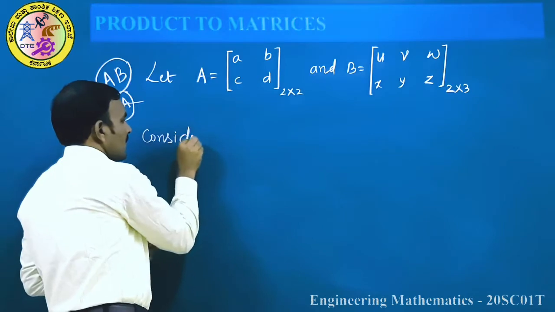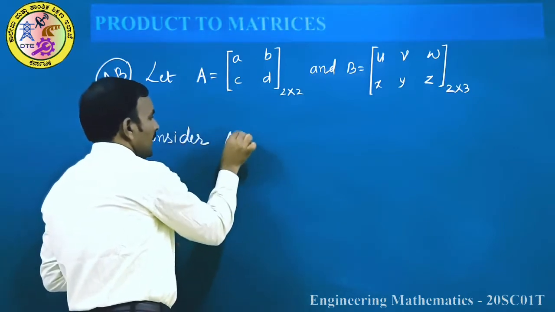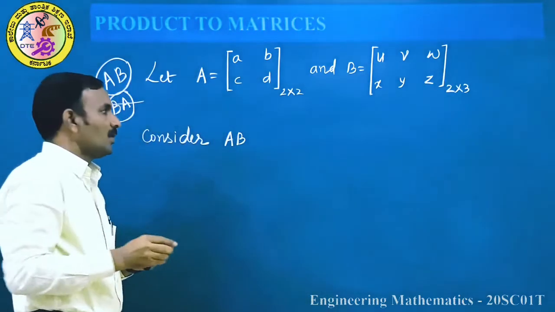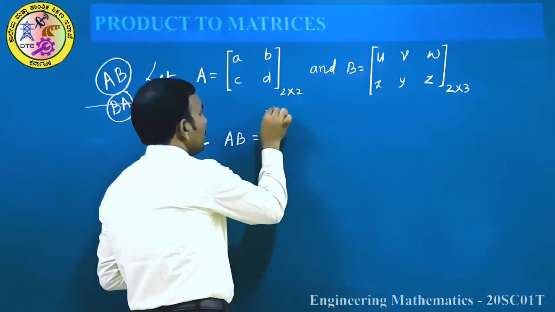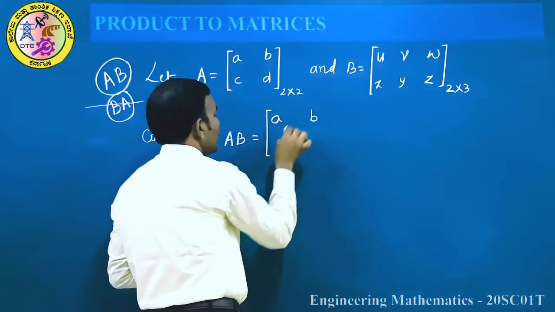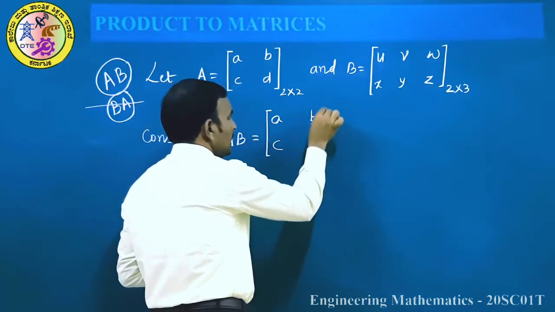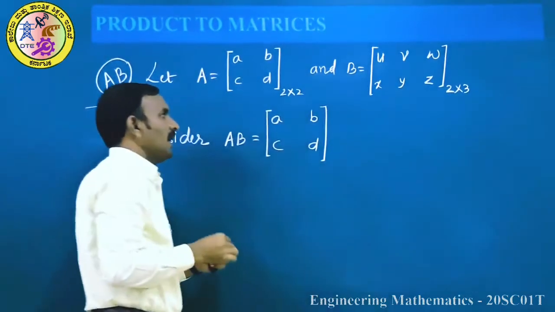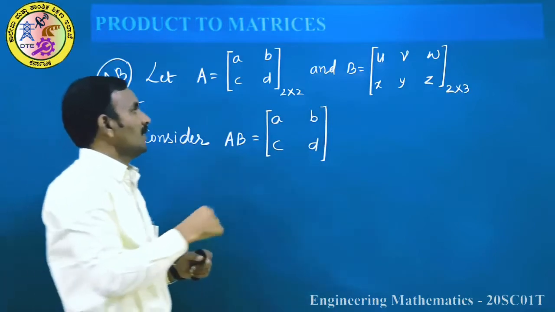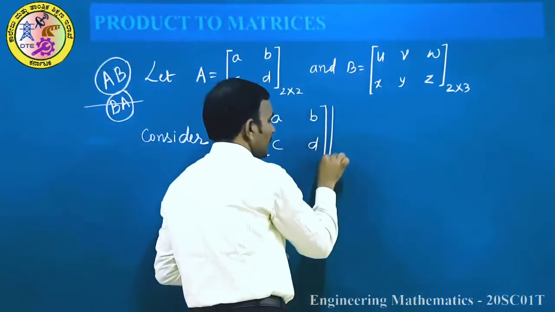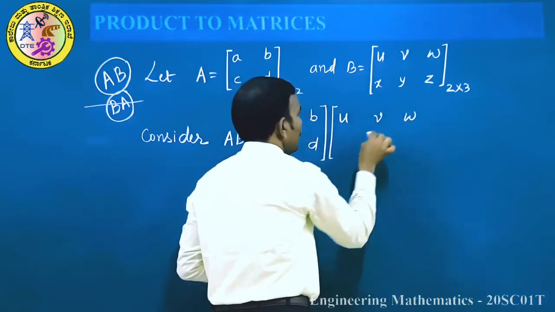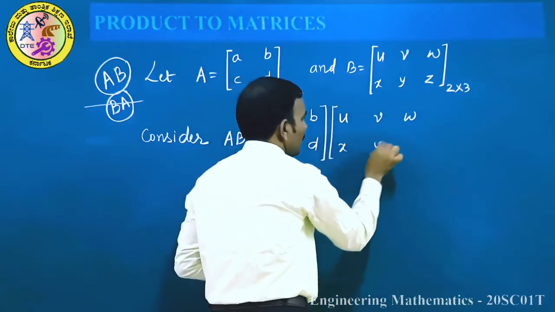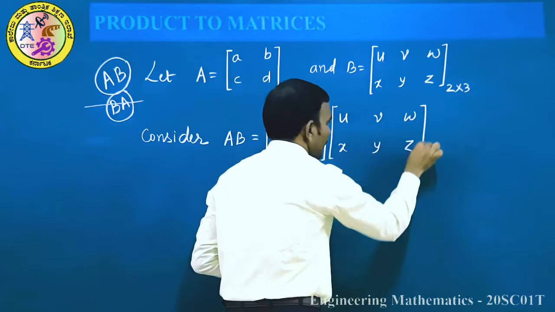Consider A into B equal to, what is A? A is [a b; c d]. First row is a b, second row is c d. B is [u v w; x y z].